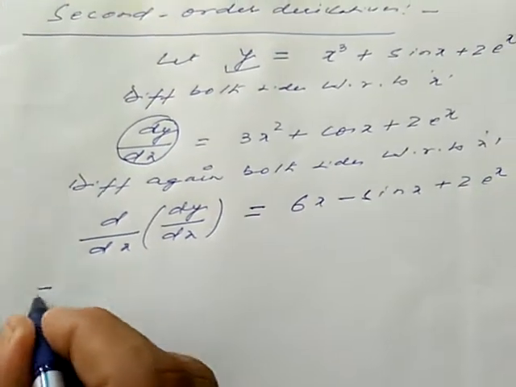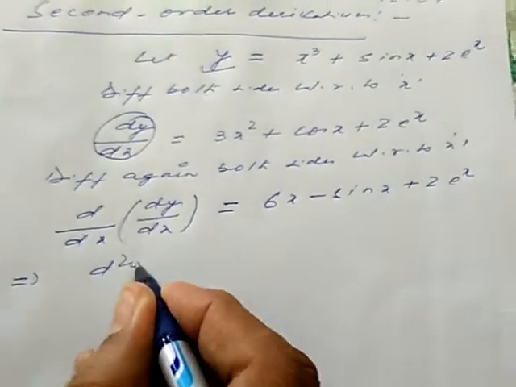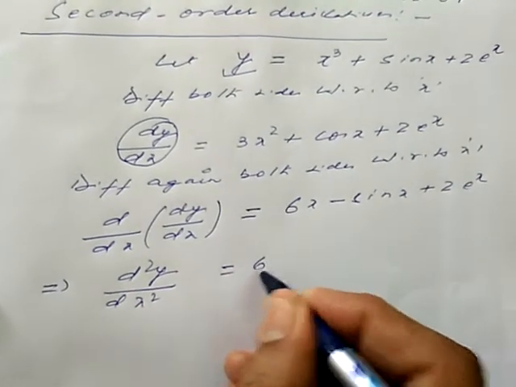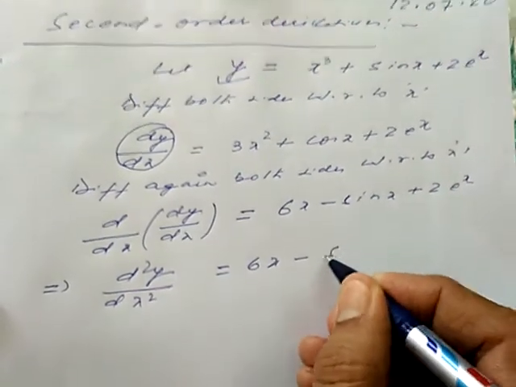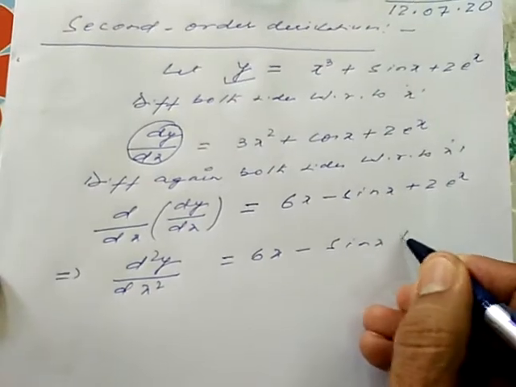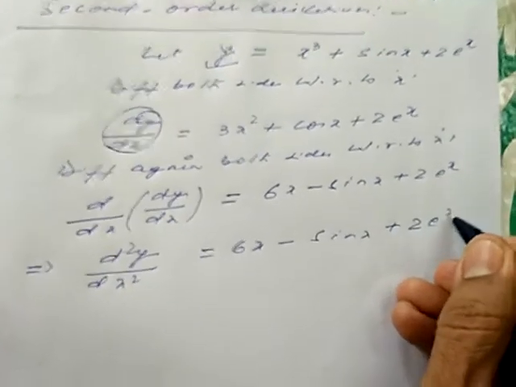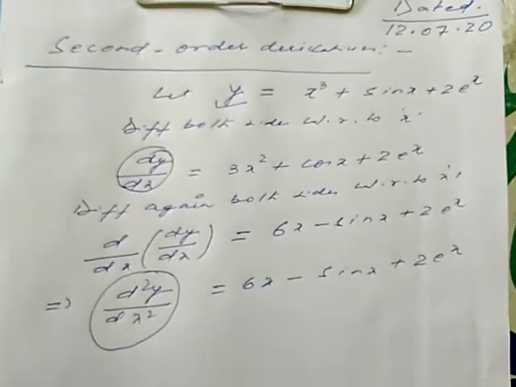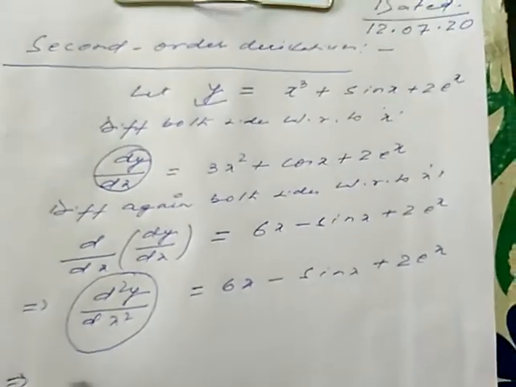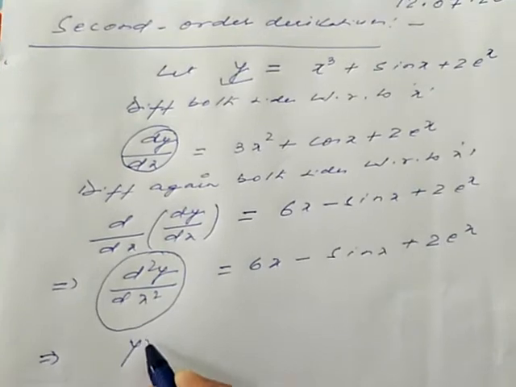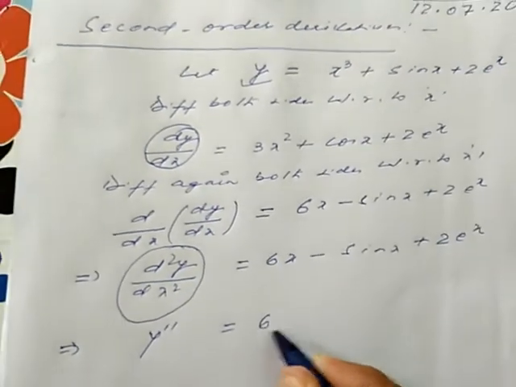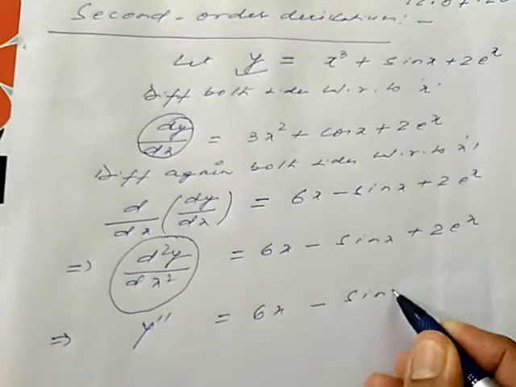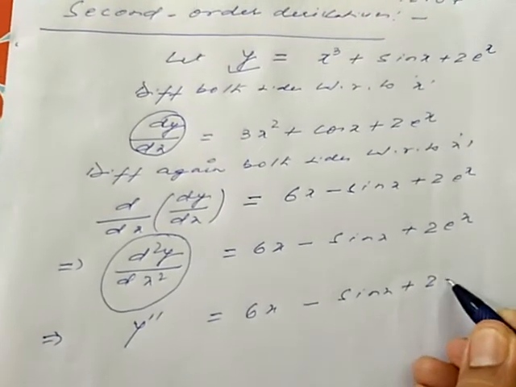But how do we write it down? This will be d2y upon dx square, equal to 6x minus sin x plus 2e^x. Basically, this is the double derivative. And how can we represent it? There are many ways to represent it. We can write y double dash also, which is 6x minus sin x plus 2e^x.